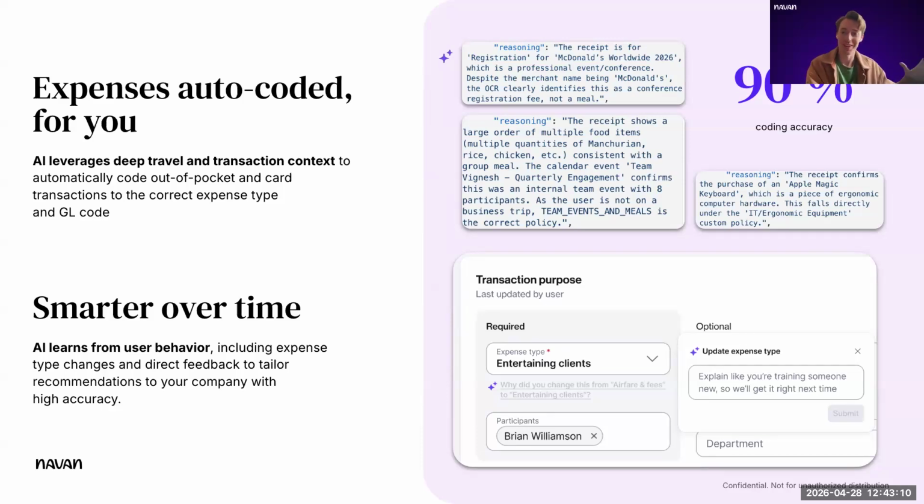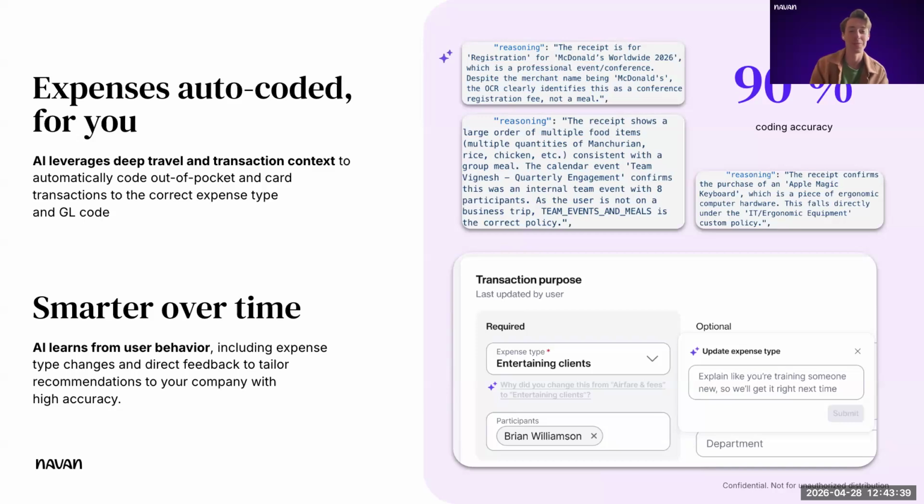Pre the world of AI, you could auto code transactions using the MCC code of the merchant or the name of the merchant and different rules and things like that. We definitely worked on that model for a while, but the most advanced models have gotten us to a point where we can really get intelligent about how we code transactions to the right expense type. I have some reasoning examples up there.